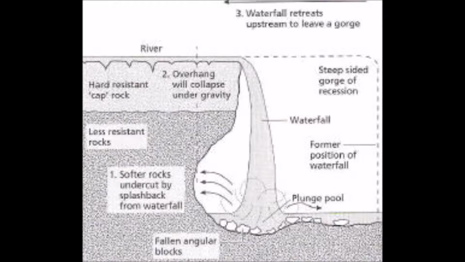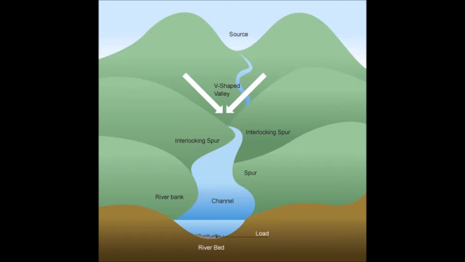Formation of waterfalls. As water passes over hard rock and erodes the softer rock below it, a plunge pool is formed beneath the falling water, and the river erodes backwards as the water and the rock swirl around. Eventually, the hard rock collapses under gravity, and this process continues over time, and the waterfall recedes to form a gorge.